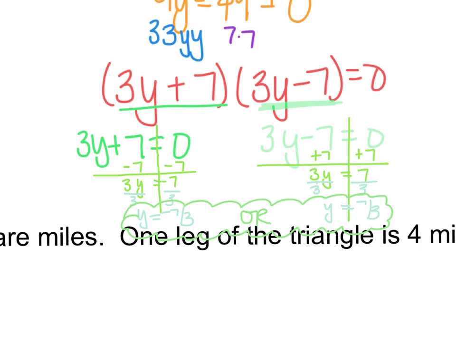So when you factor this, you end up with 3y plus 7 and 3y minus 7. And after setting each of those pieces equal to 0 and solving, you end up with y equals -7/3 and y equals +7/3.